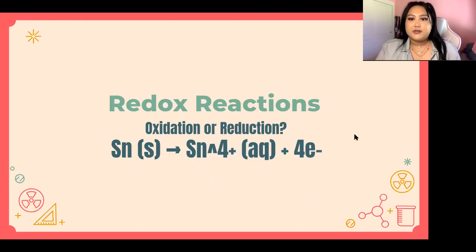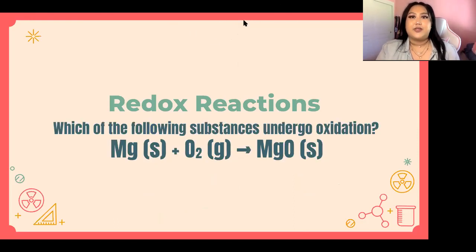So let's, oh, yep, got it right. Okay, so let's do one with an actual reaction, a whole one. So we're gonna figure out which one is being oxidized. So this Mg plus O2, which is a gas, makes magnesium oxide. So does anyone know what type of compound this is? Ionic, covalent?